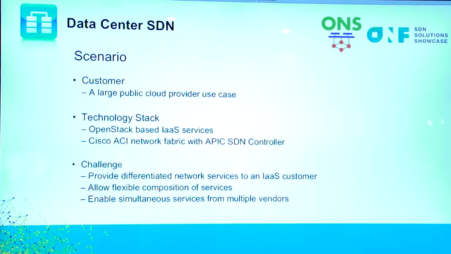The challenges the vendor had here was, one, to provide essentially a very rich, flexible set of network capabilities, including differentiated network services that they could offer to each of their tenants. They wanted to allow very flexible composition of services across different workloads, and then also allow a multi-vendor environment where they could actually swap in different services directly for each of the tenants and dynamically stitch them in an automated way across the fabric.